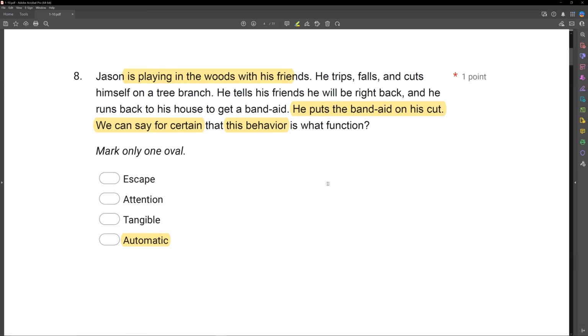And he doesn't have anybody else doing it for him. This is a solo activity. It's an alone activity. He's doing it himself. When we talk about a singular person with no other party involved, we're talking about automatic behavior. So it could be escape, attention, or tangible. We don't know that. We do know for certain that the function of this behavior is at least partially automatic because he's doing it alone.